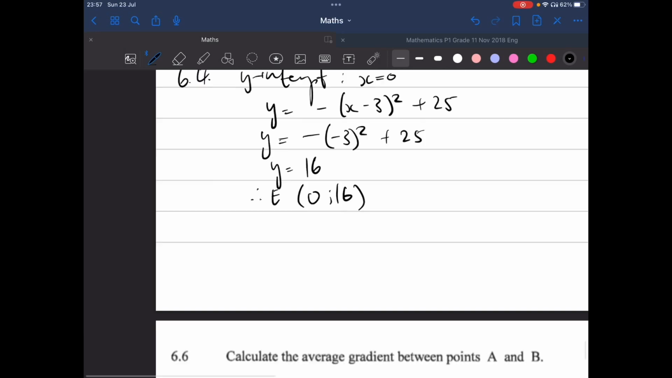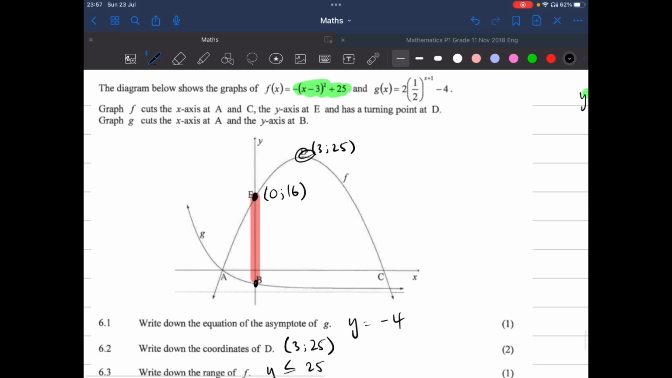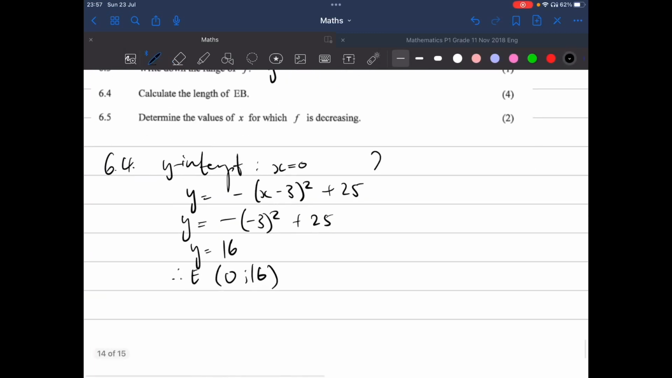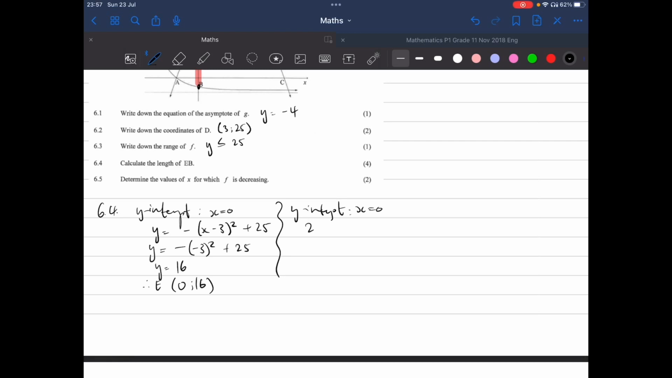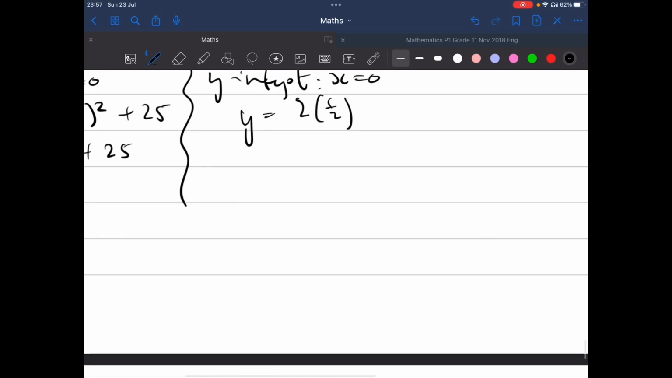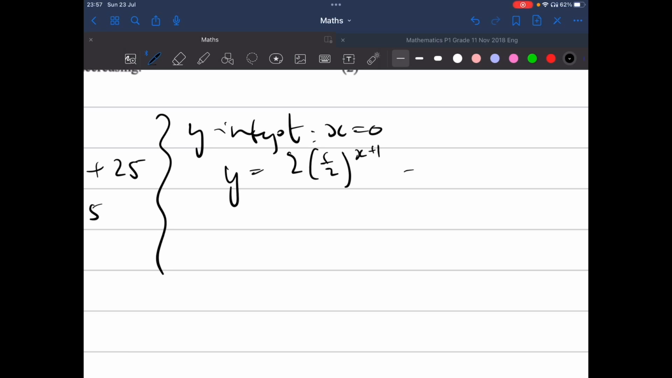Now before we carry on, let's just see if our answer makes sense. Remember we said our height here was at 25. So it makes sense for this to be at 16 because it's below that point. Okay, so you should always test your answers and see if they make sense. Okay, let's now find the y-intercept of the exponential. So y is equal to 2 times 1/2 to the power x plus 1, minus 4.